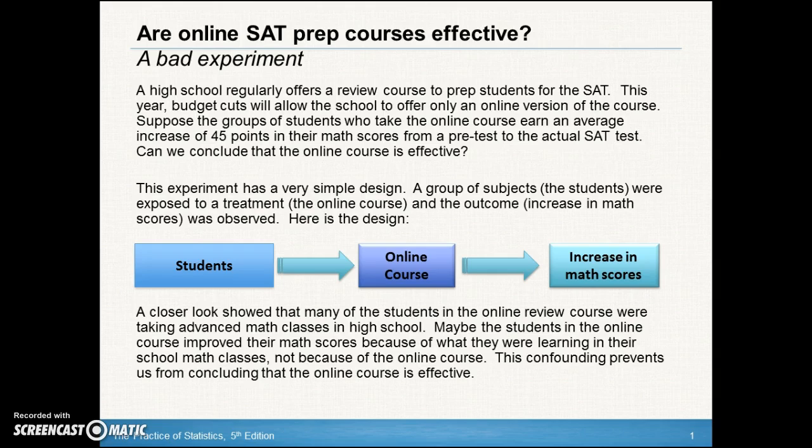And just to review, this is considered confounding, this enrollment in advanced math classes in high school. This is confounding because it's an additional variable that could be impacting our response variable. It could be impacting the students' math scores. And so we can't separate whether the increase in math scores is actually due to the online course or is due to the students' enrollment in advanced math classes.